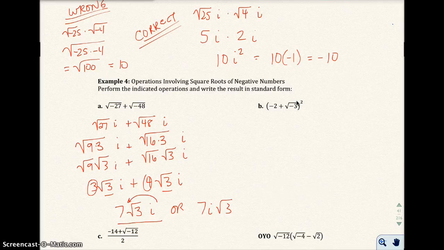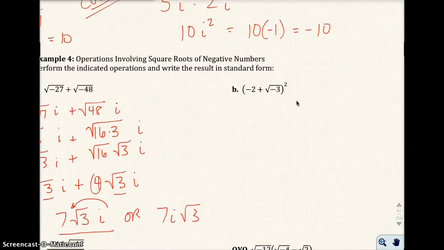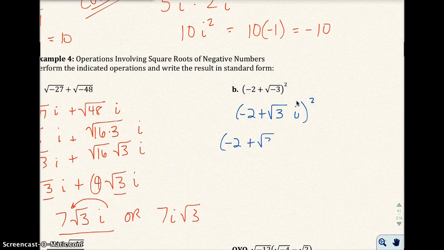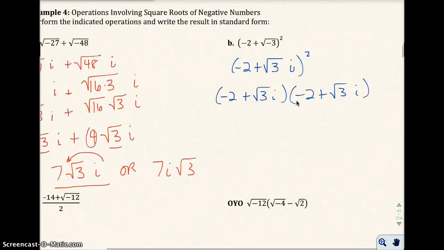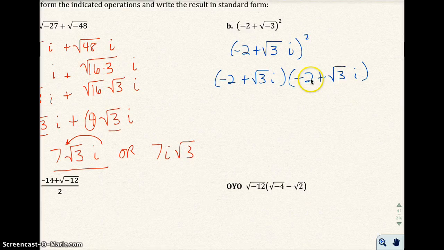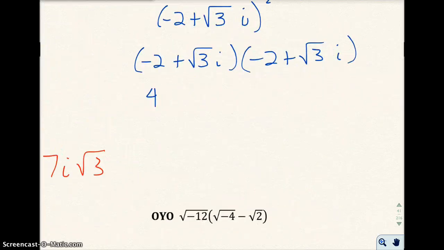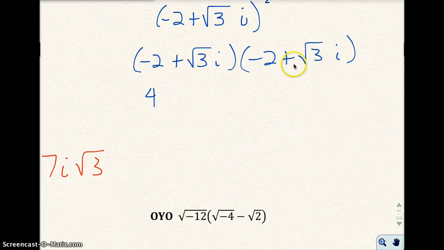Let's do part B. Part B, I have negative 2 plus the square root of negative 3, and all that is squared. I'm going to rewrite this as the square root of 3 and then the i on the outside, and that's squared. Okay, so I'm going to FOIL. First times first, so negative 2 times negative 2 is positive 4. Negative 2 times positive is going to be negative. 2 times this is just going to be 2 square root 3i.